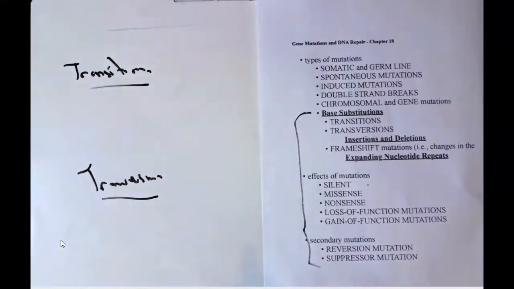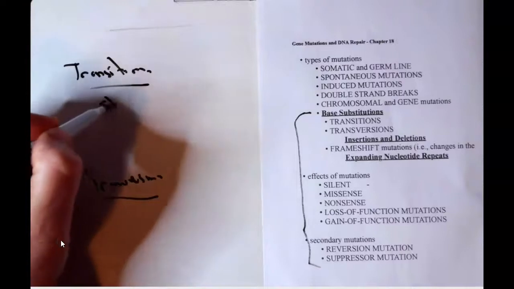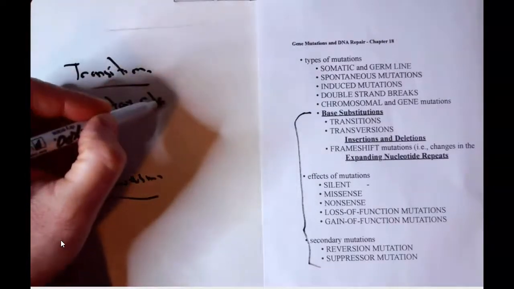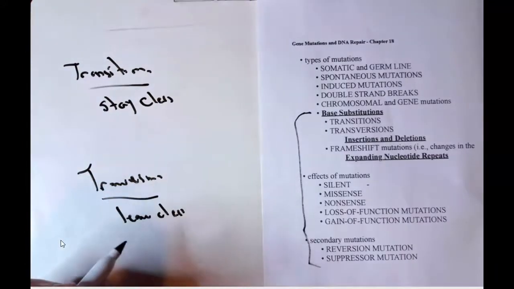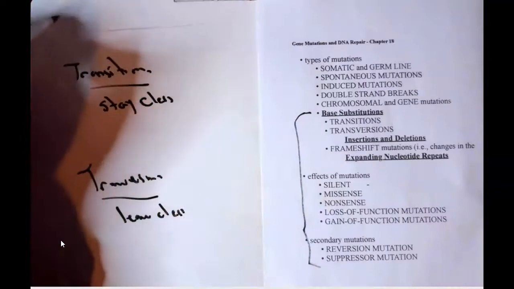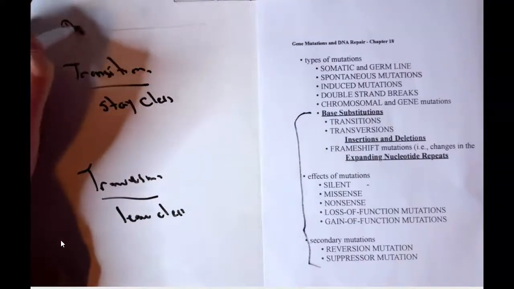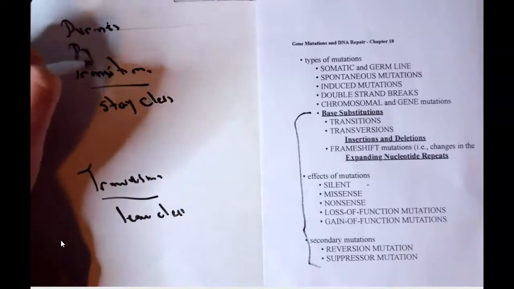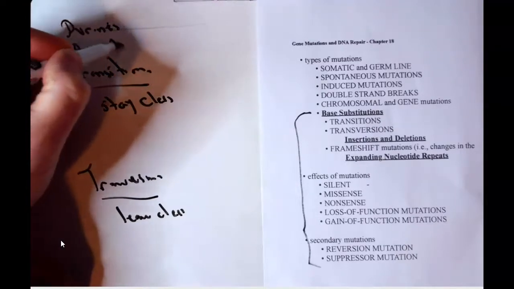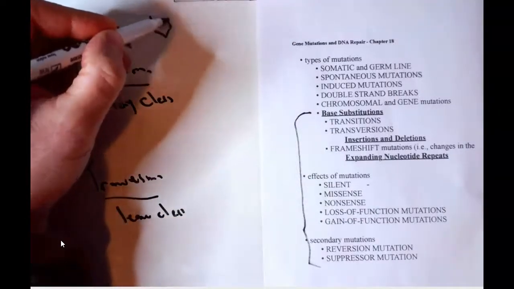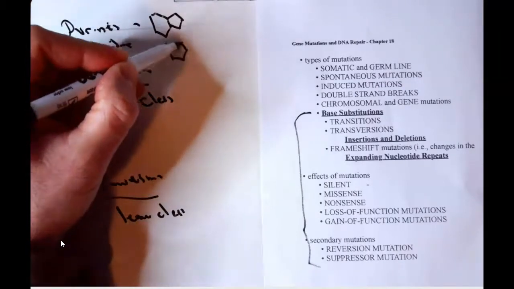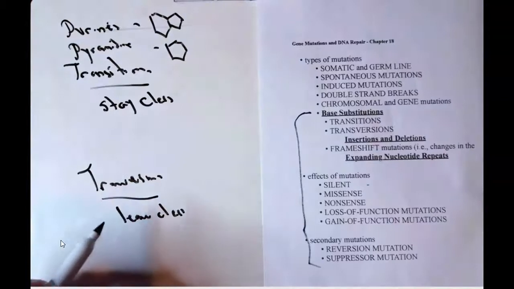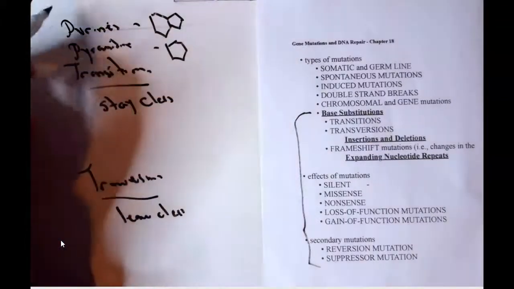Now, a transition is when we stay in our nucleotide class, and a transversion is when we leave our nucleotide class. Well, what do we mean by nucleotide class? There are two classes of nucleotides. They are purines and pyrimidines. And the purines are the double-membered rings, so they're the bigger nucleotides, and the pyrimidines are the single-membered rings. They're the smaller ones.